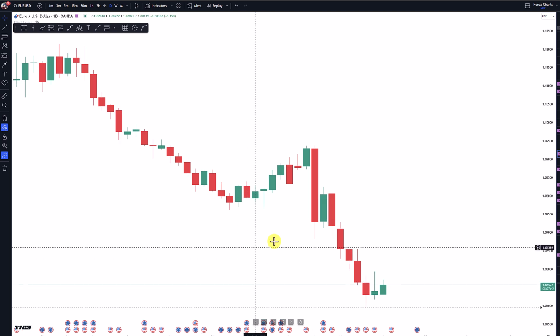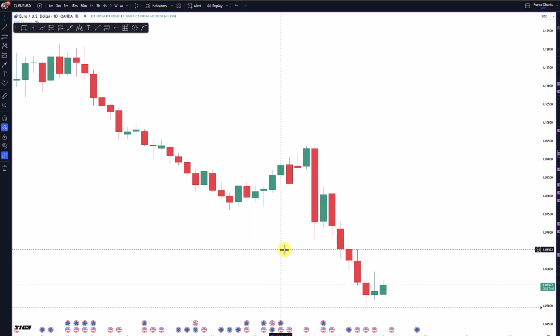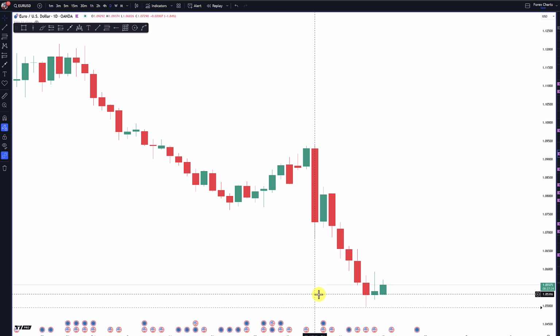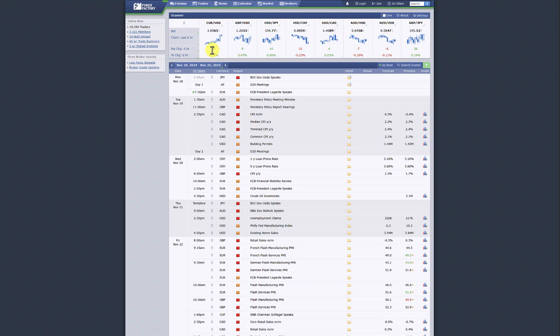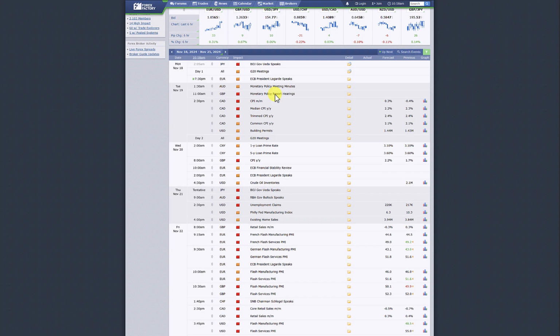Some of the features that I'm showing you here might only be available to paid TradingView subscriptions. So if you want to unlock some of the features, you might have to sign up for a paid TradingView subscription. But you could also just check the Forex Factory news calendar for free.